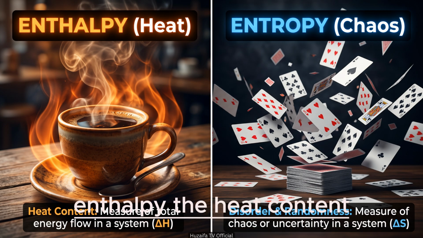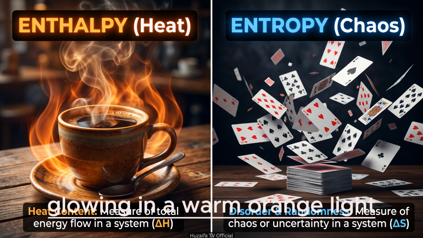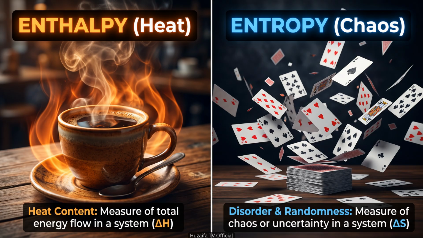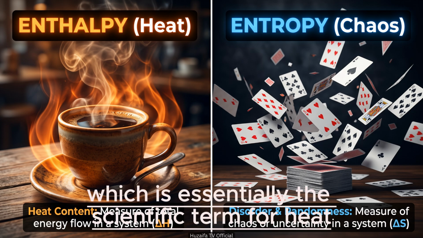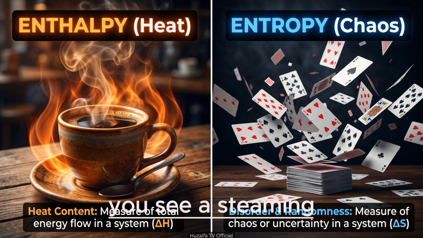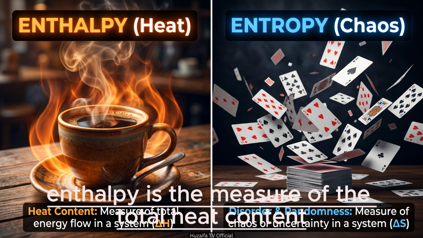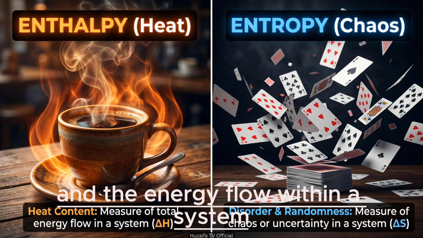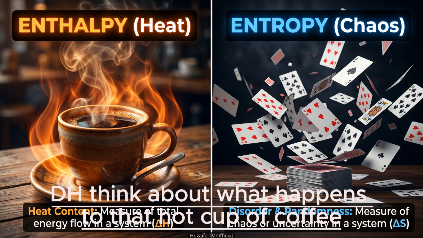Enthalpy, the heat content. Let us start with the left side of your image, glowing in a warm orange light. This side represents enthalpy, which is essentially the scientific term for heat. You see a steaming, hot cup of coffee resting on a wooden table. In chemistry, enthalpy is the measure of the total heat content and the energy flow within a system. Scientists represent this using the mathematical symbol dH.